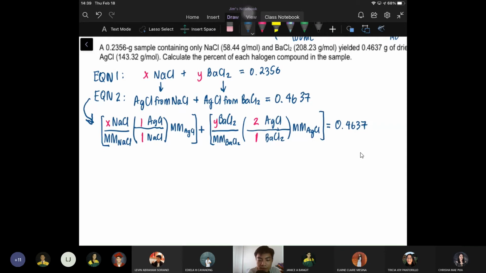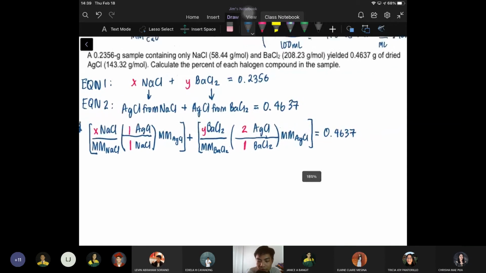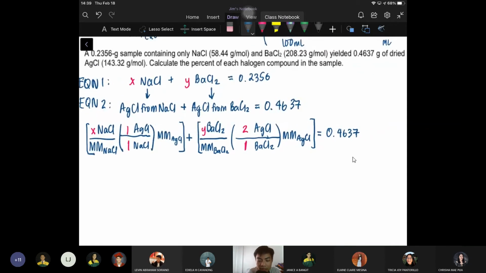Okay, so what's next? What's next is for us to plug in all the numbers that are needed. Siyempre yung x and y, matitira yan. Pero yung mga molar mass, pwede na natin i-plug in yan. Given na naman sa problem yung molar mass. Okay? So let's do that. Expand natin to. So the mass of NaCl will be represented as X. Okay? Etong 1 na to, so times 1 lang yan. Times 1.